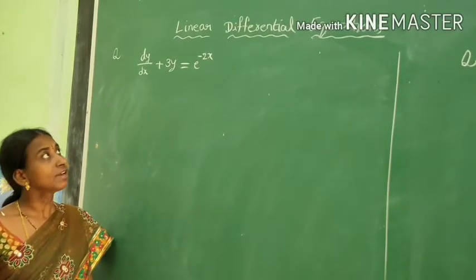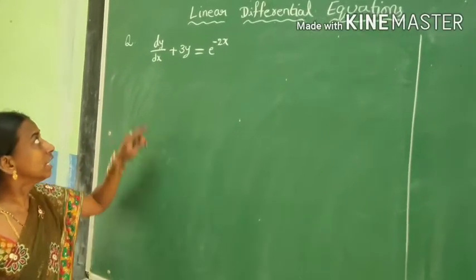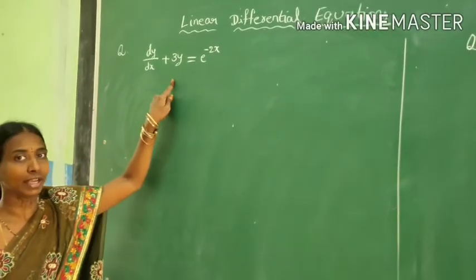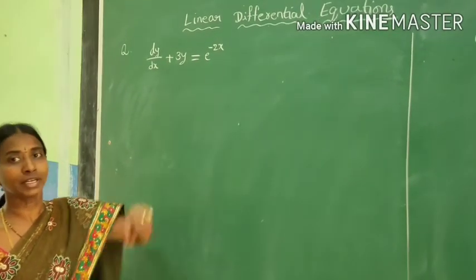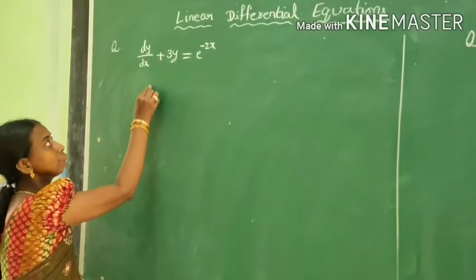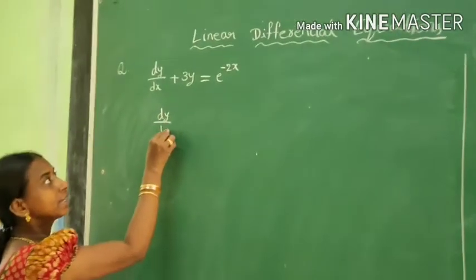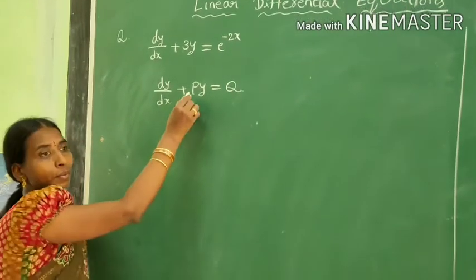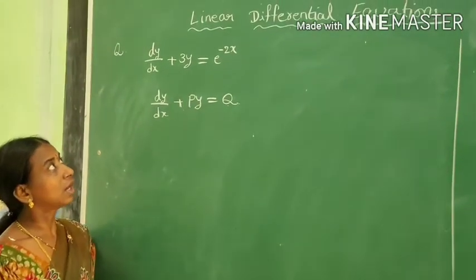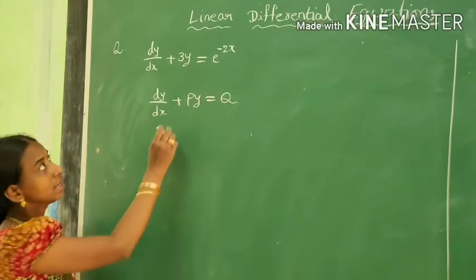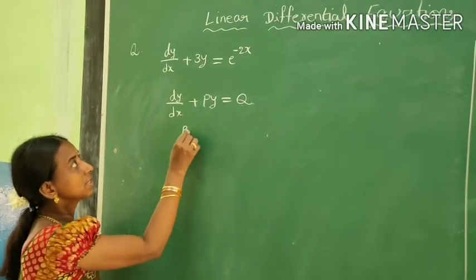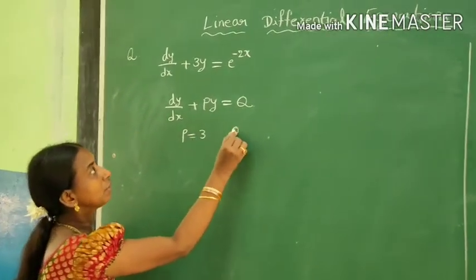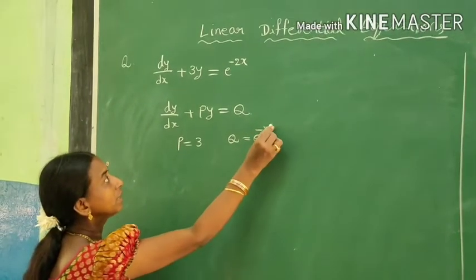Solve this given linear differential equation: dy by dx plus 3y is equal to e power minus 2x. So it is in the form of dy by dx plus py is equal to q, where p and q are constants or functions in x. Comparing with this, p is equal to 3 and q is equal to e power minus 2x.